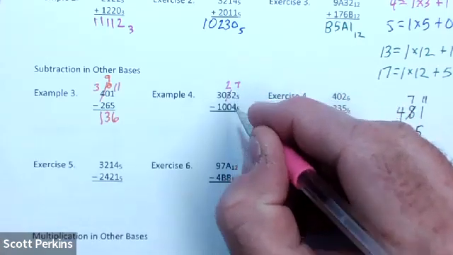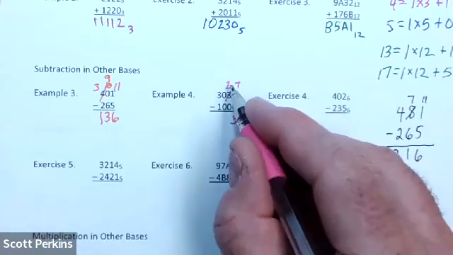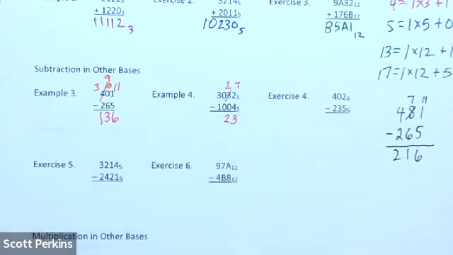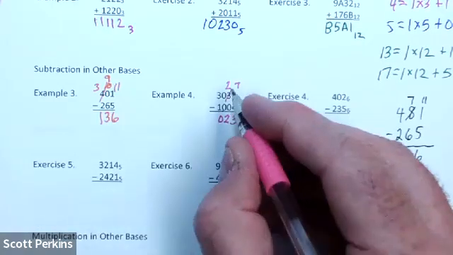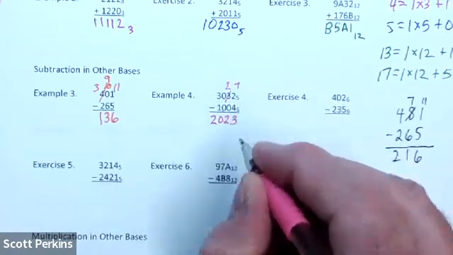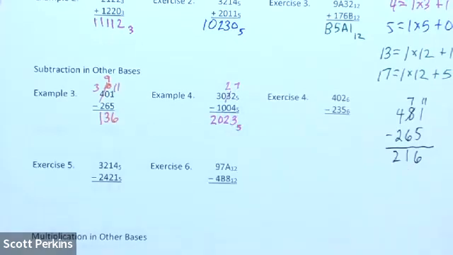So now 7 minus 4, that's 3. 2 minus 0, that's 2. 0 minus 0 stays 0. And then finally, the leftmost one, 3 minus 1 is 2. So I get 2023 base 5.